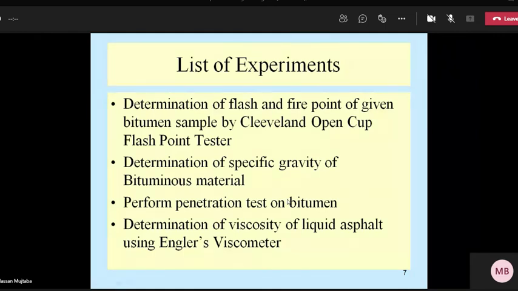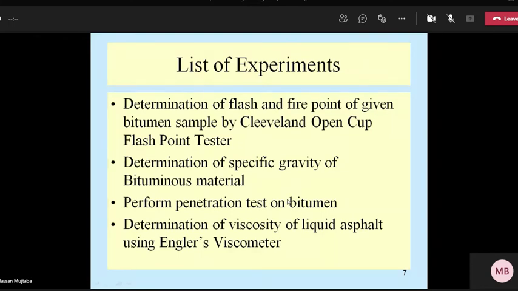So the first test is determination of flash and fire point of bitumen sample by the Cleveland Open Cup flash point tester. Just like you have a freezing point. What is freezing point? Yes, anyone please. That is a specific temperature at which water freezes. The boiling point is the temperature at which water boils or changes into vapors.